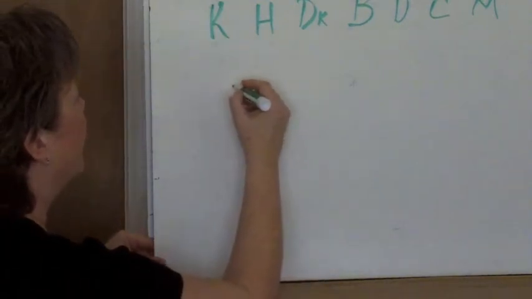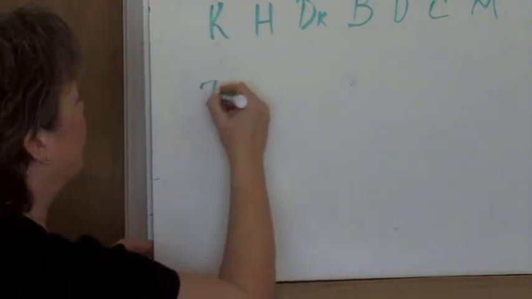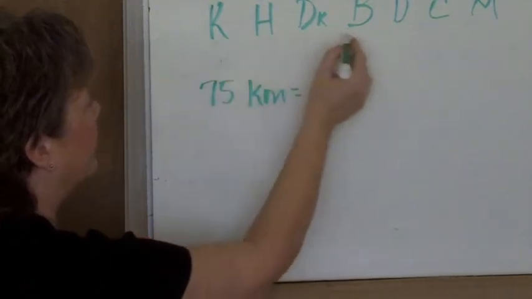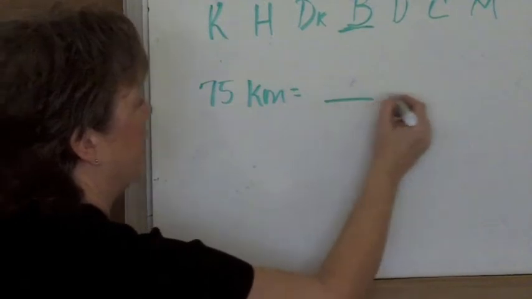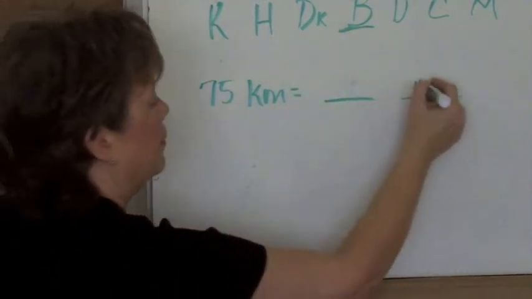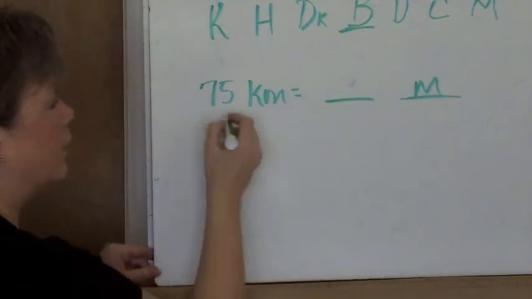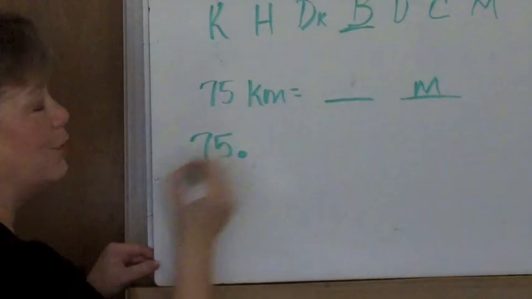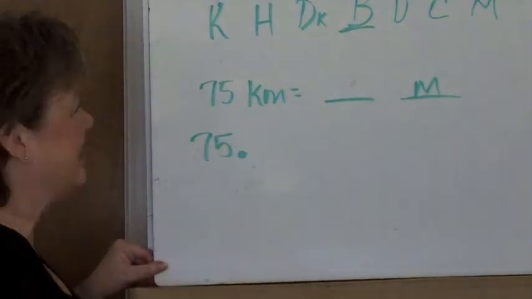Let's have 75 kilometers, and let's find out how many meters that is. And meters is here under the base. So how many meters is that? So where does the period go? At the end, the decimal goes at the end, like a period at the end of a sentence.